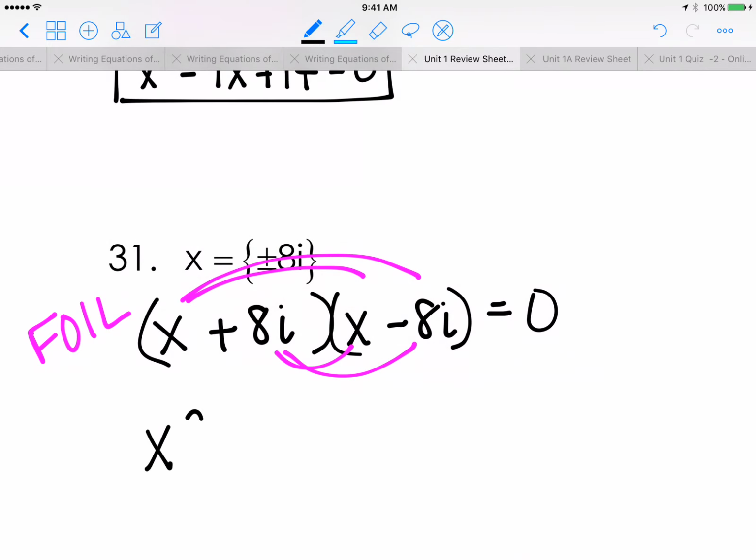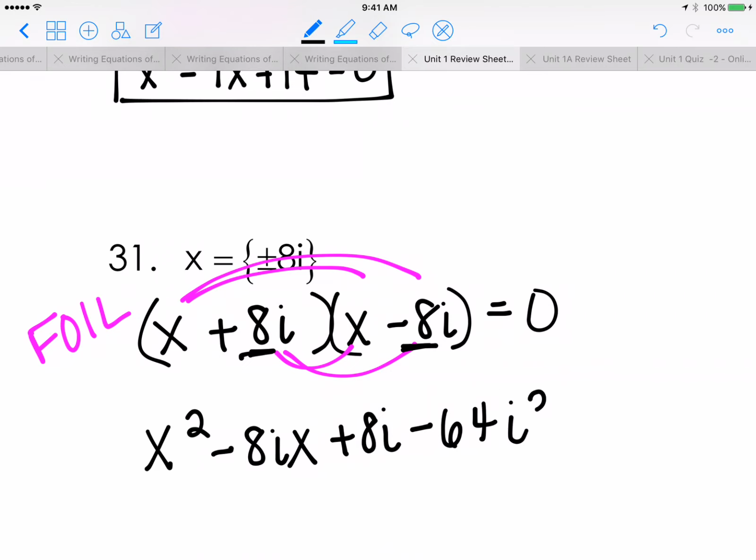So x times x is x squared. x times negative 8i is negative 8ix. And then 8i times x is a positive 8ix. And then positive 8i times a negative 8i. Please don't forget to multiply those 8s because a lot of times you guys are telling me it's a negative 8i squared, and it's not. Don't forget to multiply by these 8s. So it's negative 64i squared is equal to 0.